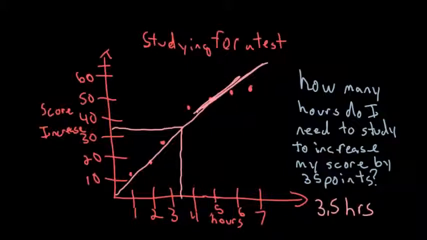So if I studied for 5.5 hours, I could predict what my score would be. So if I think of 5.5 hours, I'm going to go from 5.5, I'm going to go straight up and then over. So if I study for 5.5 hours, I can expect a little over 50 point increase in my score.